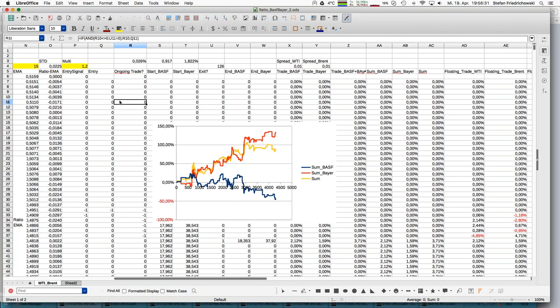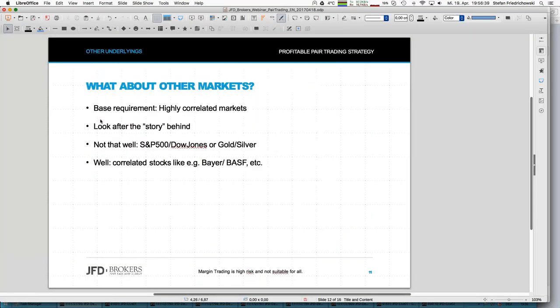So you can play around with other highly correlated markets, and you will find lots of examples. Even if I mention here two which do not work that well, the reason is that I know a lot of other traders who believe that S&P 500 and Dow Jones works, or they believe that gold and silver works. But at least with that kind of entry logic I showed here during that webinar, it does not work, at least not well enough. The results are not that good. You can get it profitable, but not like Brent versus WTI.